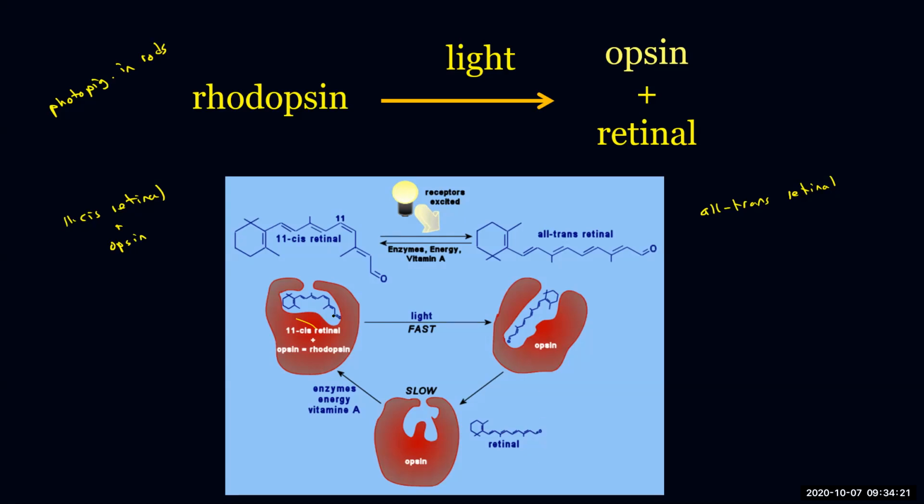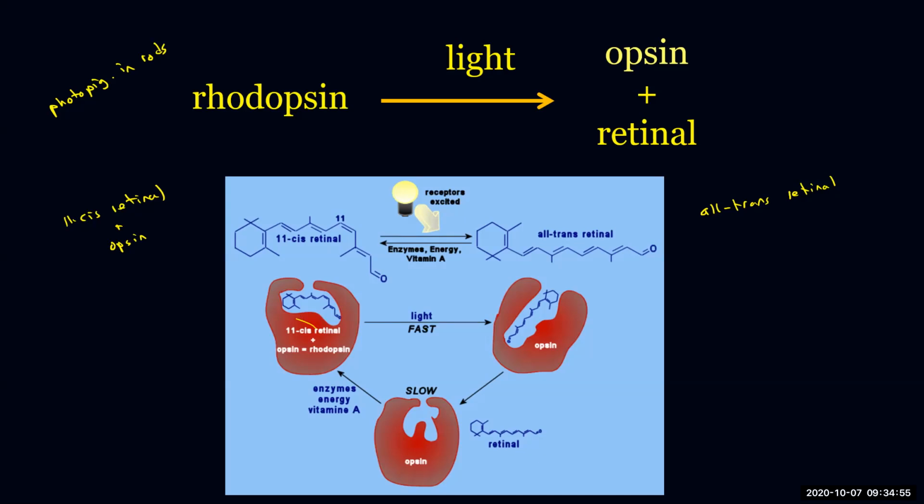Okay, so remember how I said they're easily bleached? Each time light strikes, it's going to destroy the pigment. It makes it inoperable. It doesn't work anymore. Now, if we want to see again, enzymes, energy, and vitamins like vitamin A are going to take these two components and put them back into the rhodopsin and have them ready to go.